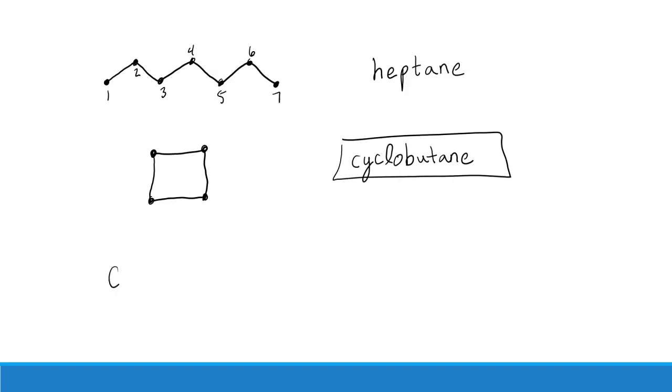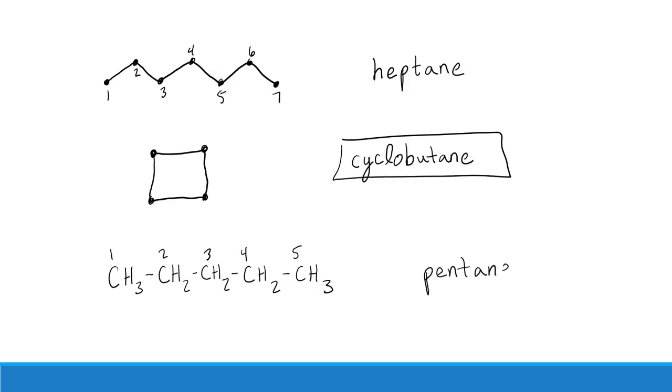Okay, last one. Okay, this time we're given the condensed structure. All we have to do is count up the number of carbons. 1, 2, 3, 4, 5, recognize that it is a straight chain, and therefore we're going to call that pent for 5, pentagon, and it becomes pentane.